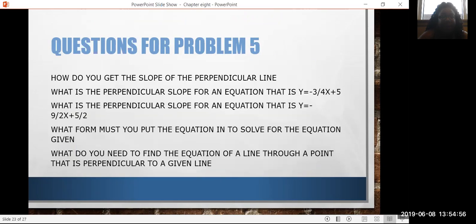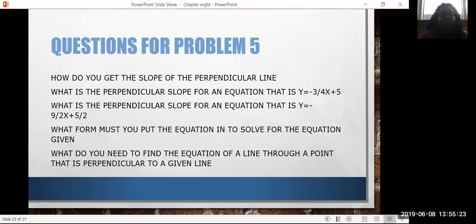And then my second question is, what is the perpendicular slope for an equation that is y equals 3/4 x plus 5? And I said it's -4/3 because you're just flipping it and changing the sign. And then I asked, what is the perpendicular slope for an equation that is y equals -9/2 x plus 5/2? And it's 2/9 because you're flipping it, which is a reciprocal, and then you're getting the negative. So since it's negative, it'll change to a positive.